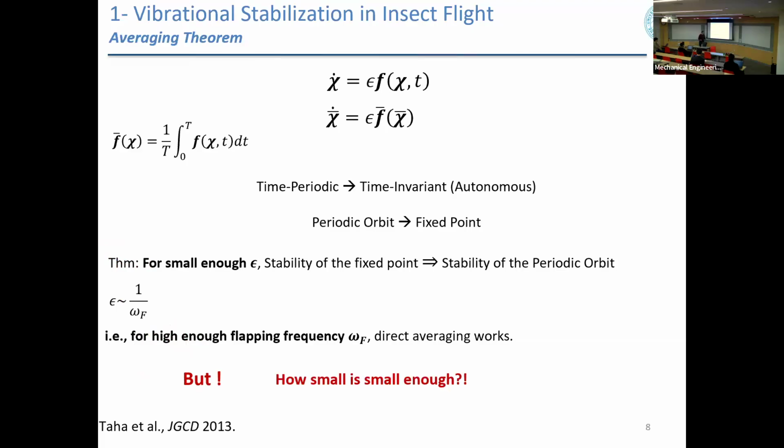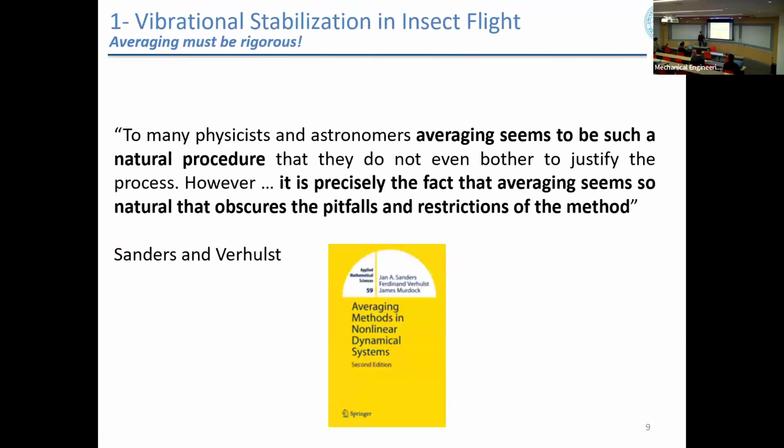I did not find a more expressive statement than this in the Bible of Averaging by Sanders and Verhulst. They said, to many physicists and astronomers, averaging seems to be a very natural procedure that people do not even bother to justify the process. However, it is precisely the fact that averaging seems so natural that obscures the pitfalls and restrictions of the method. So we need a more rigorous mathematical analysis tool that either supports or refutes the work of biologists.